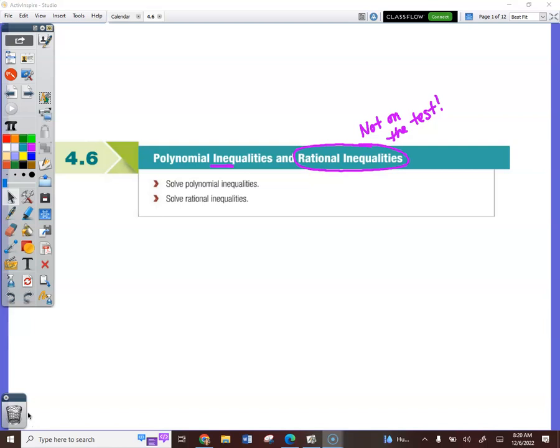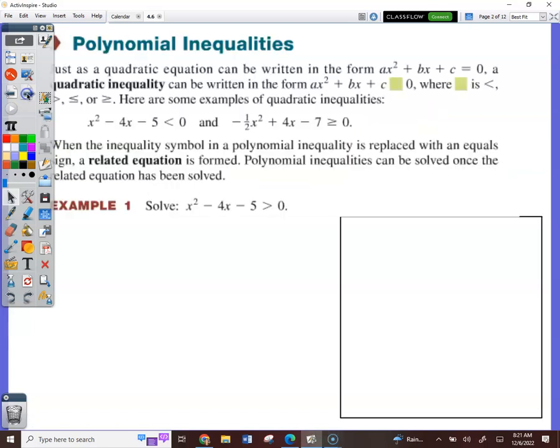Then there's also rational inequalities, which means the fraction functions, but it's an inequality. The rational inequalities are not on the exam, so they are not going to be in this lesson. Yay! So go to the first slide. We just need to know how to do polynomial inequalities.